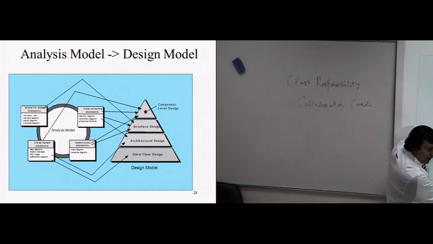So it becomes the base for your design model. The analysis model becomes the base. On the base of that, you finalize the design model. During the analysis level, after requirements, you will do the analysis model. And then you will go for the design model. What is the difference between the analysis model and the design model? What is the fundamental difference?